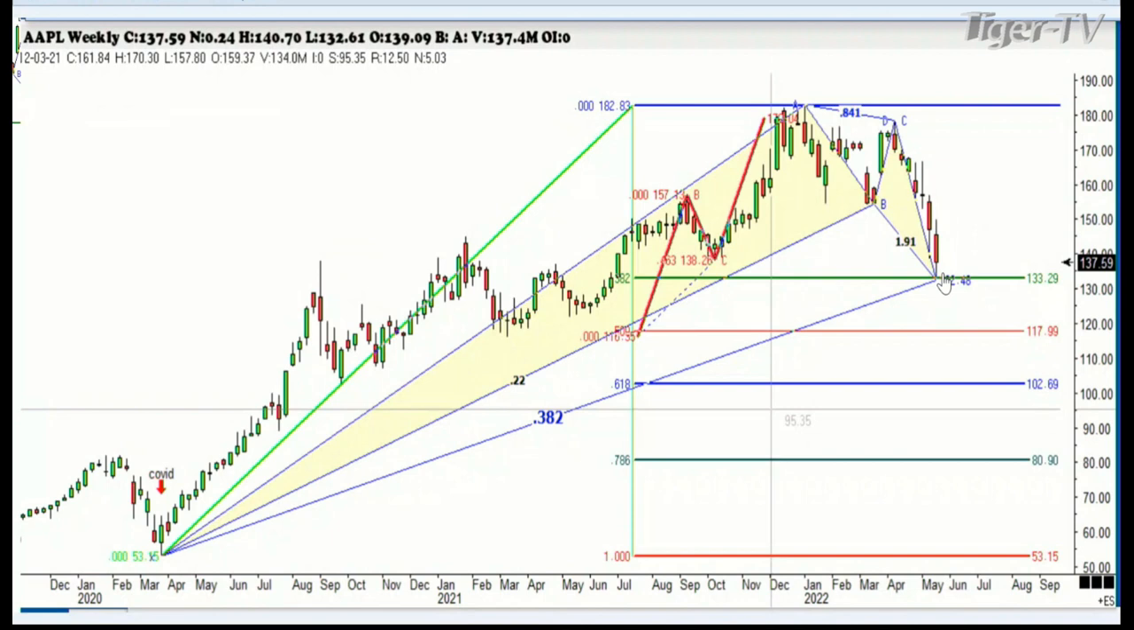But that was a perfect A, B, C, D, and we're exactly at the 382 retracement. You see 382 retracements in strong trending markets, folks. You got to look for them, but gosh, they're there. That makes it really, really a lot of fun.